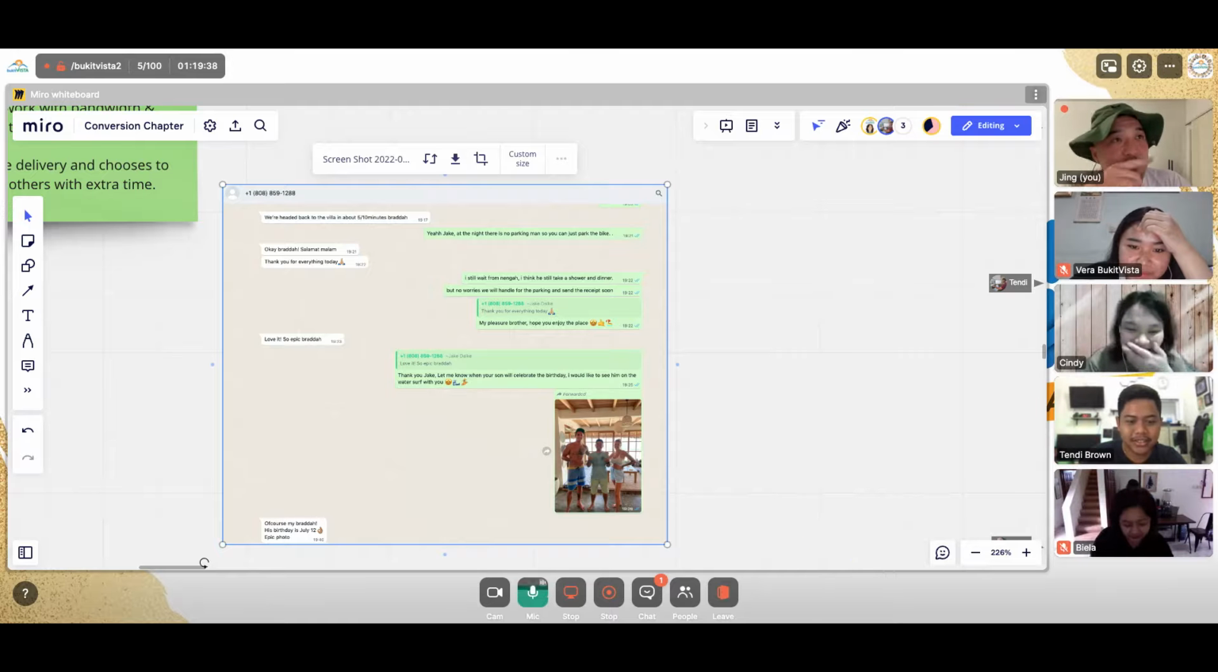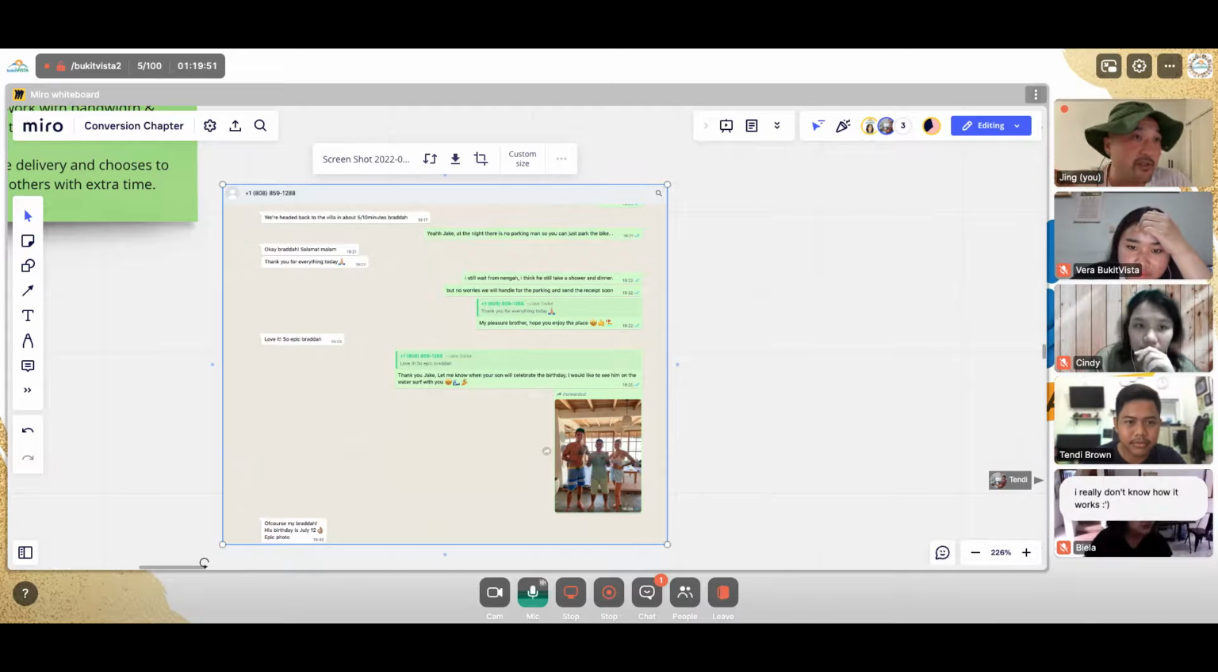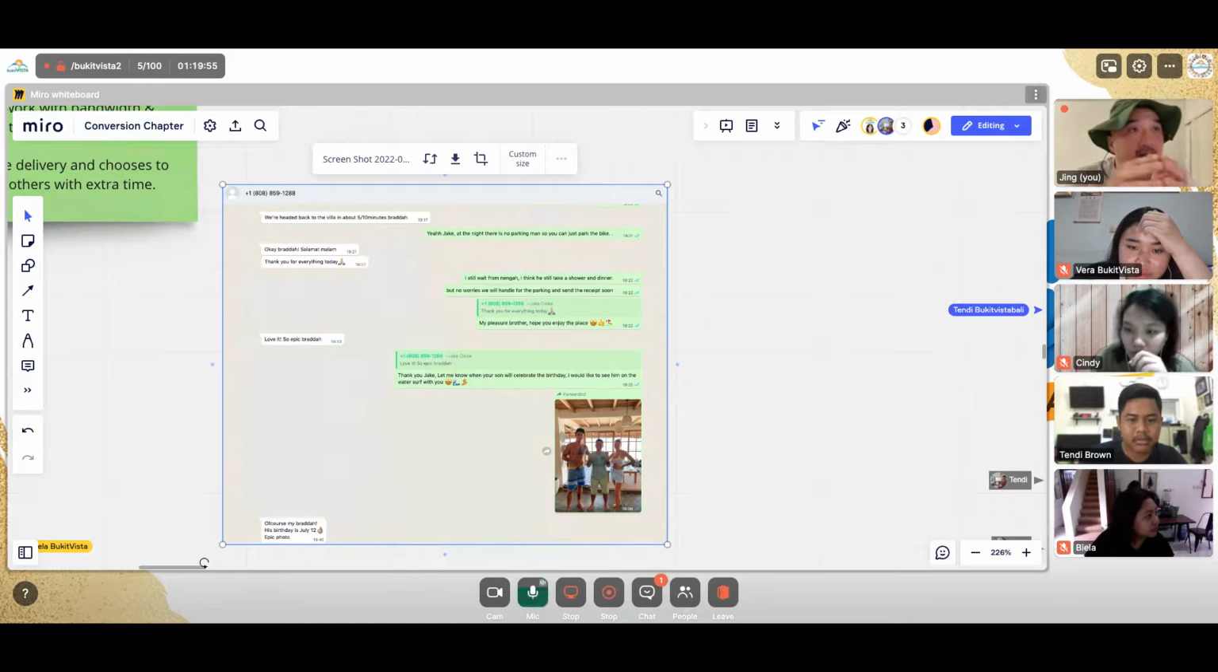I see something else that this person is doing. Tendi, put those facts in. He's inviting you to participate in his family's activities, so that part is a good sign that this person could be an advocate. What else do you see, Cindy, in this WhatsApp conversation that indicates this person might be a good advocate?